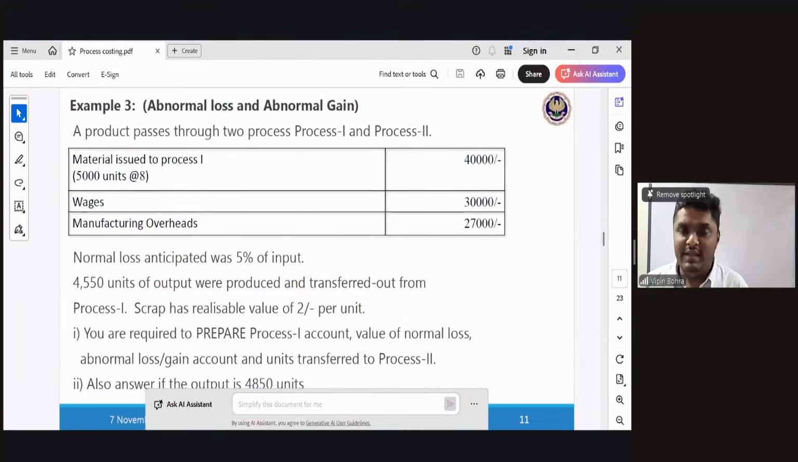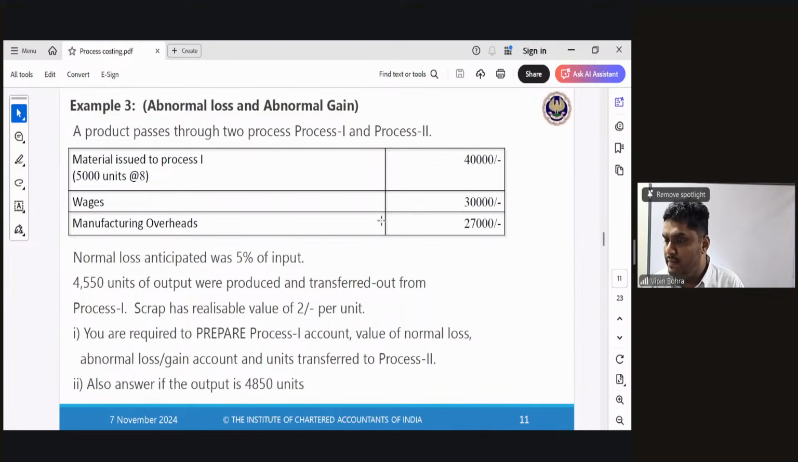So let's proceed further. I think we have to discuss one question on abnormal gain. The same question we discussed for abnormal loss, let's start for abnormal gain also. See, the same question, but the second part of that question. So I'm reading the question once again.